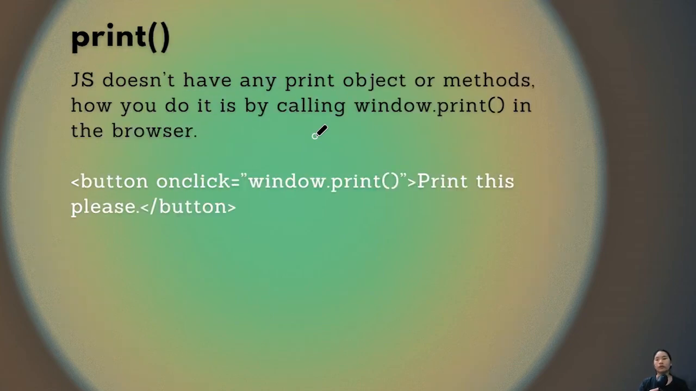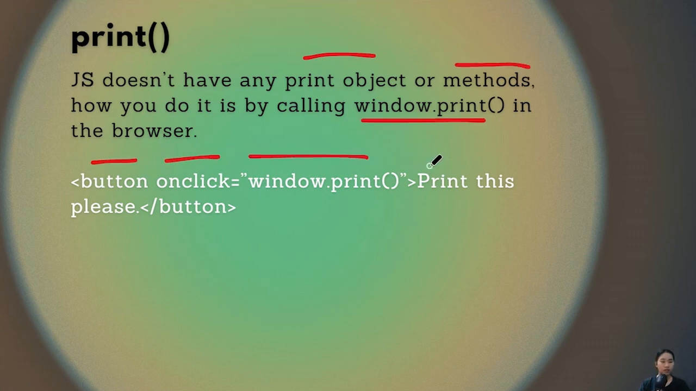Now, what about print? Because we've seen through Python, we've seen through Django, right? That there's always a neat little print method that we can use to print whatever we want. But JavaScript doesn't really have that. It doesn't have any print object or methods. Button, onclick, window.print, print this, please.